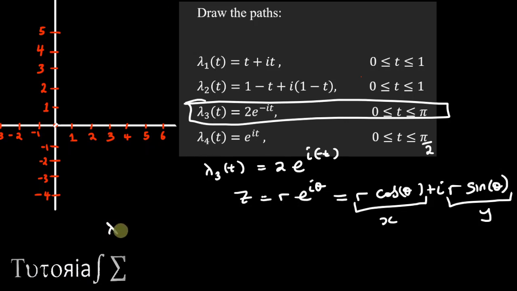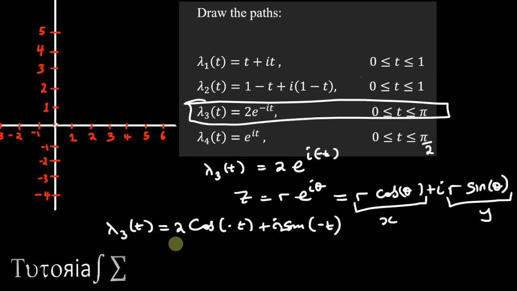lambda 3 of t, which can be written as 2 e to the negative it, which can be written as 2 cos negative t. So the negative t is representing theta, plus i sine negative t. So we have that there. Now having that negative t here, we're distributing the r, which is 2.